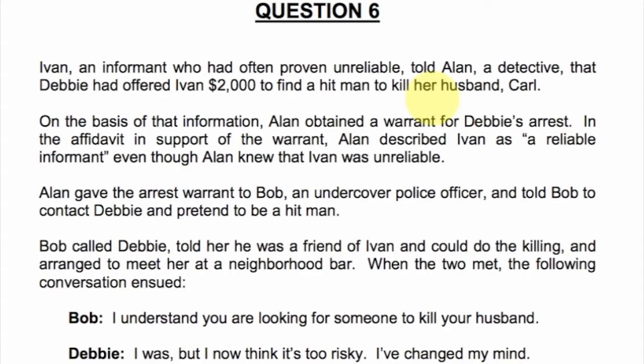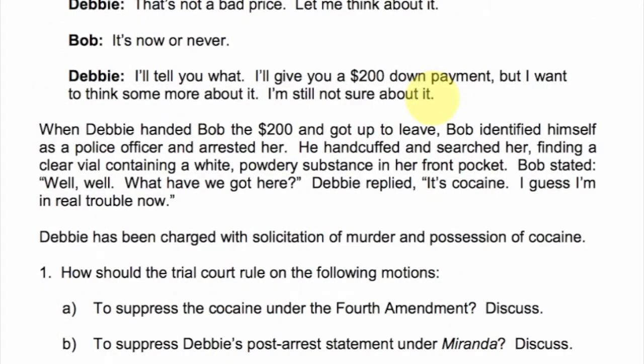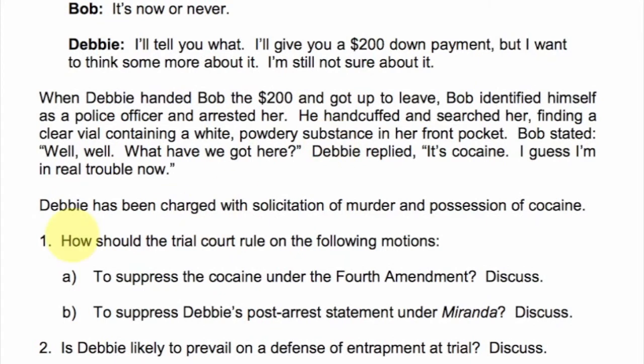Hey everyone, this is Eddie, and welcome to this review of question 6 of the California bar exam that was administered in February of 2017. So what do we have here? We have criminal procedure and criminal law. Let's go straight to the questions.